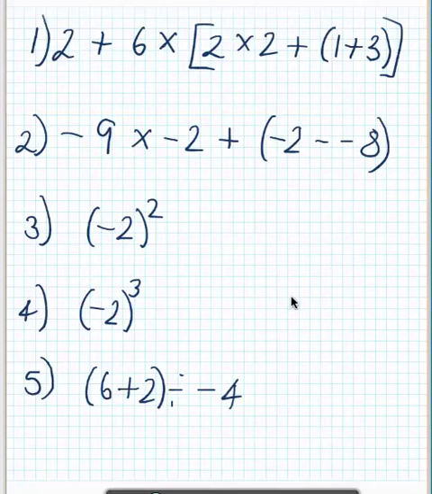Now, next set of questions, you may notice they're starting to look a little bit more complicated, and that's mainly because you're starting to see negative numbers. So have a go at these 5 questions, and once again, make sure you show clear working out, and we'll go through them.